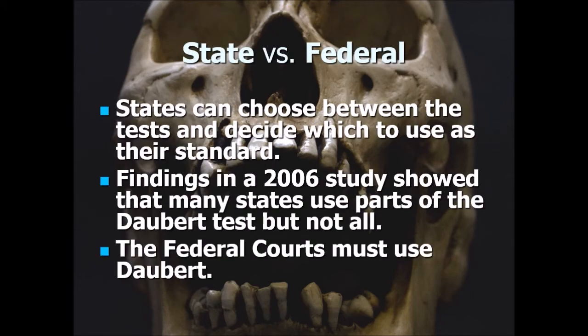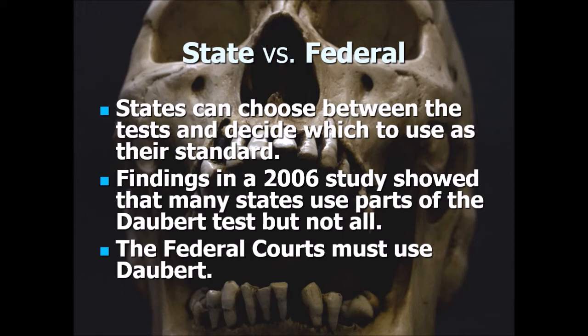States can choose between the tests. They can still decide whether or not they want to use Frye or Daubert. However, federal courts must use Daubert, which is why you see things go to the state Supreme Court, still get passed, and then move all the way up to the United States Supreme Court, and then it gets knocked down because it may pass the Frye standard, but does not pass the Daubert standard.